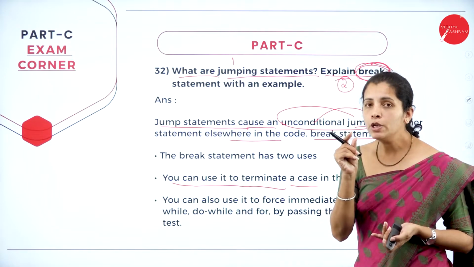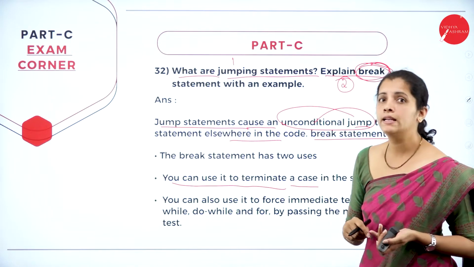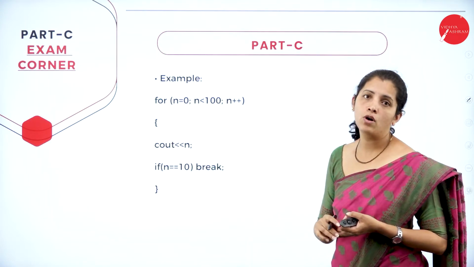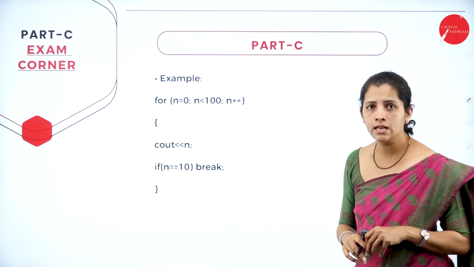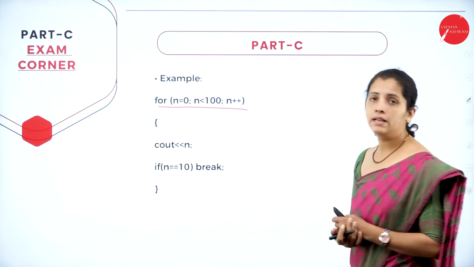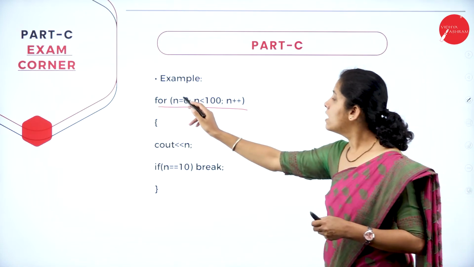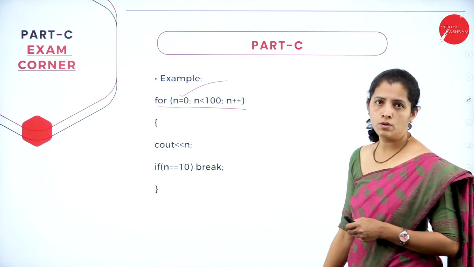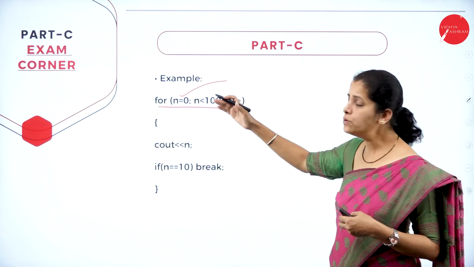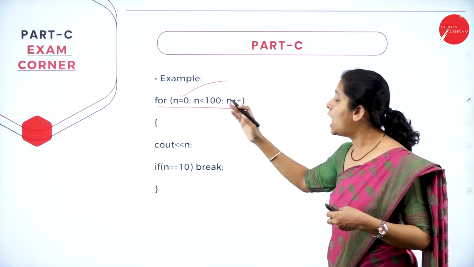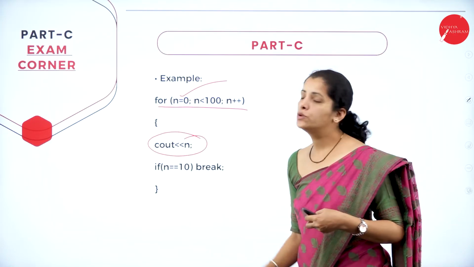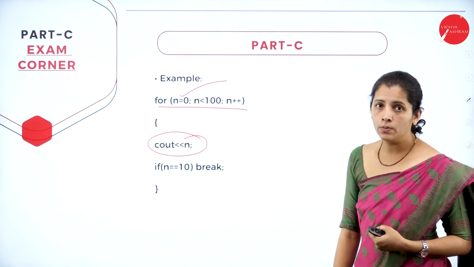This break can be used in my switch statement. Along with that, I can use it in my for or any looping statement. I have taken this example here: n starts from 0 and I want to continue this block 100 times. And inside this, I am going to display the n value.